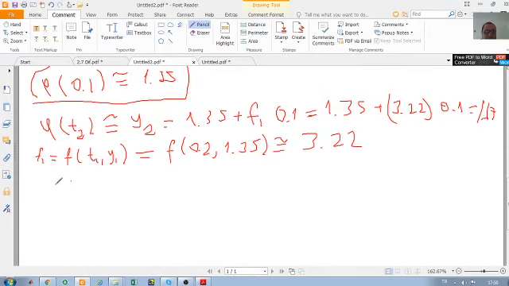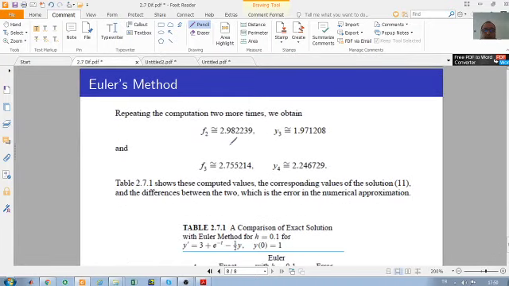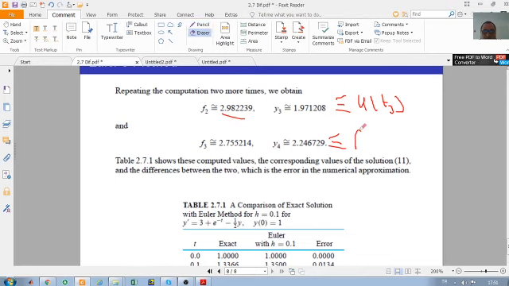And so on. For f of t3 you will follow the same way. For f of t4 you will follow the same way, and you can find the approximate values of the solution curve by using the Euler method. Repeating the computation two more times, we obtain y3 and y4. This is approximately phi of t3, and this is also approximately phi of t4.